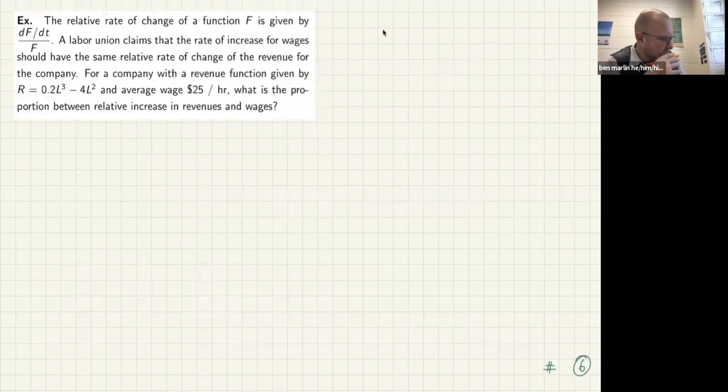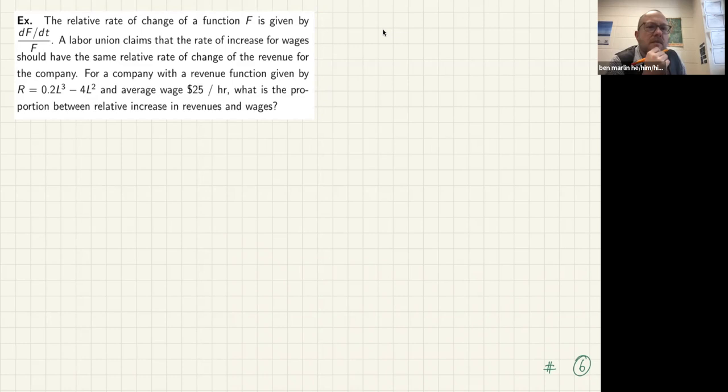Let's take a look at just this one more problem here. So this one, the relative rate of change of a function f is given by df/dt divided by f. So after we have the function's derivative, then we're going to divide by the function itself. A labor union claims that the rate of increase for wages should have the same relative rate of change of the revenue for the company.